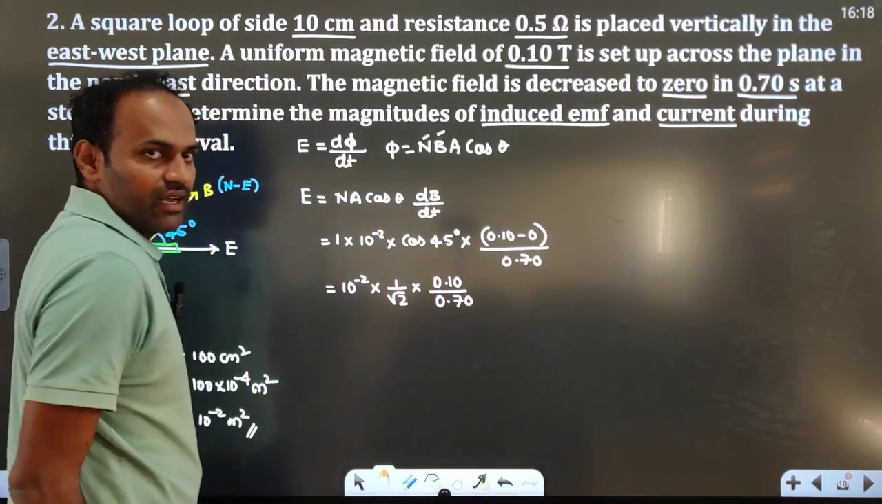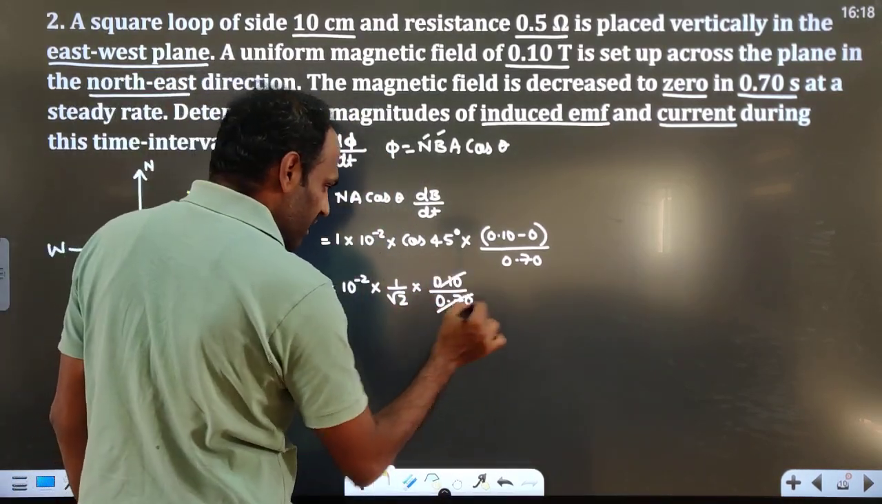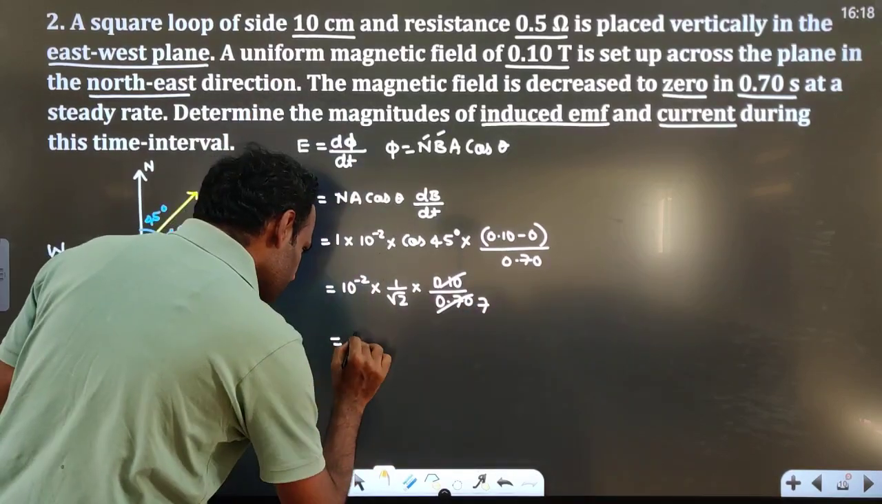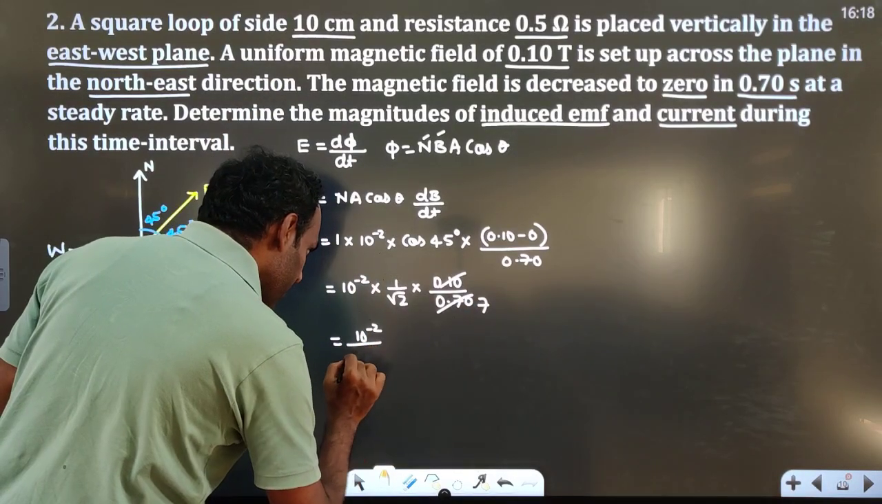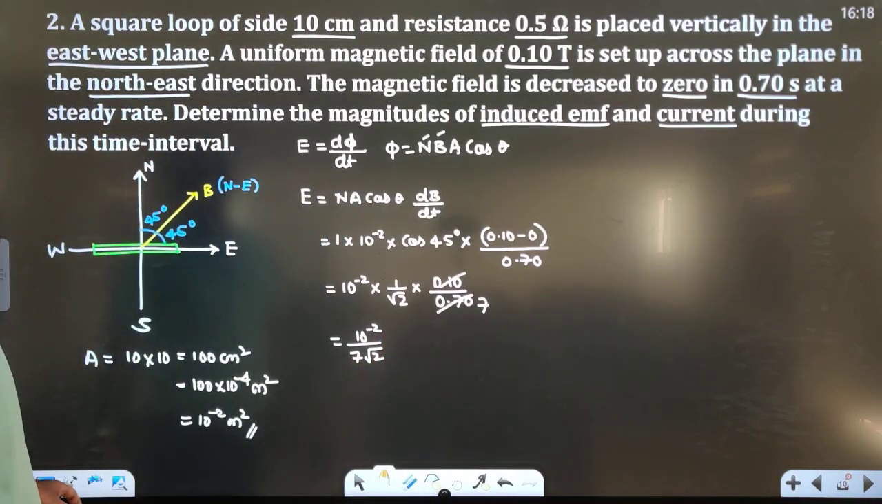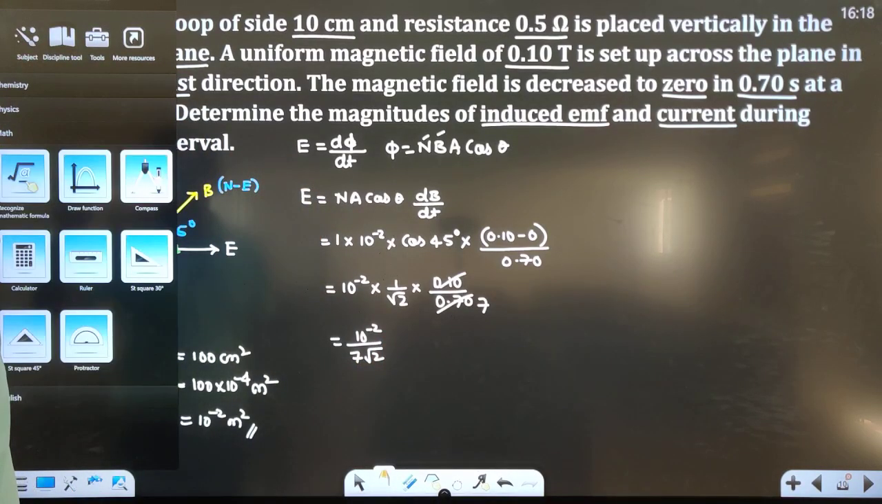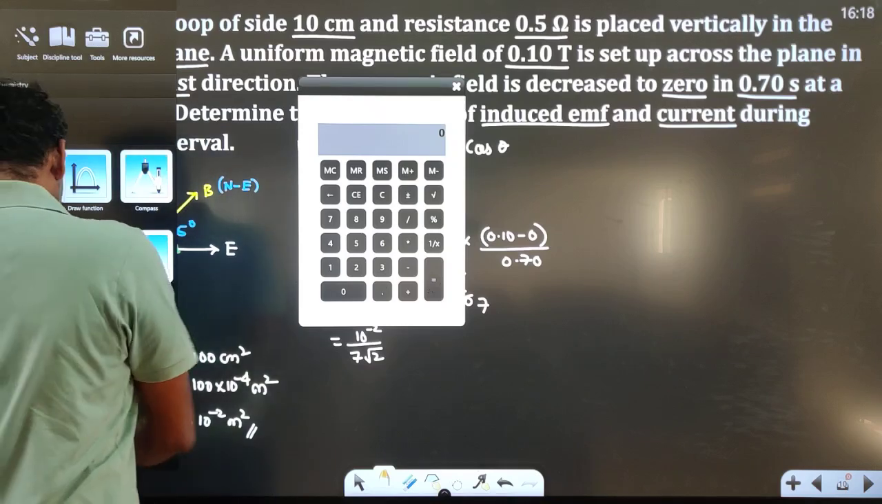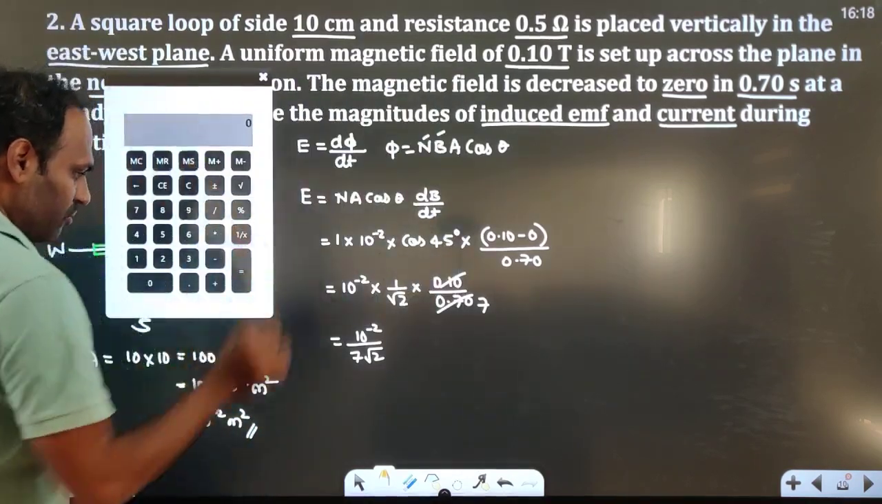10 by 7, 10 by 70. So 10 ones are 10 sevens. So I will get it as 10 to the power minus 2 divided by 7 root 2. This much I will get. Let us calculate the value of this. Use the calculator so that you will get the accurate values. However, the calculator is allowed in the board.